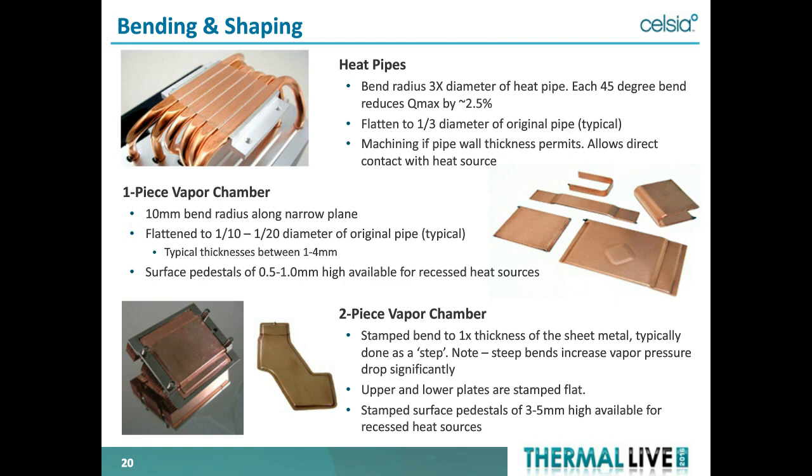And the last one to look at is the two-piece vapor chamber, where you're using two stamped parts that are then put together. It gives you more flexibility on the bend, so the stamped bend can be 1x the thickness of the sheet metal. You'll pay a pressure drop penalty for that, but it's what we call a step, and you can see that in the picture on the left. So the upper and lower plates are stamped flat, and then the wicks put in. Stamped pedestals up to 3 to 5 millimeters tall are possible. Then these things are welded up and processed just like any heat pipe.